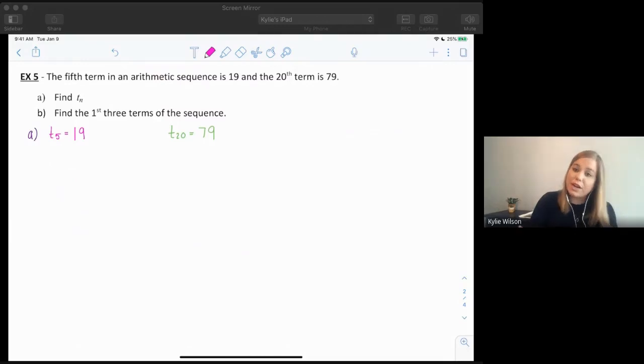So for our 5th term equaling 19, I know that 19 is equal to my equation when n equals 5. So I don't have values for a or d yet, but that's okay. I'll just leave them a and d for right now, and then I'll see once I get all my information if I'm able to solve for them. Next, I'm just going to simplify that bracket just to make our lives a little bit easier.